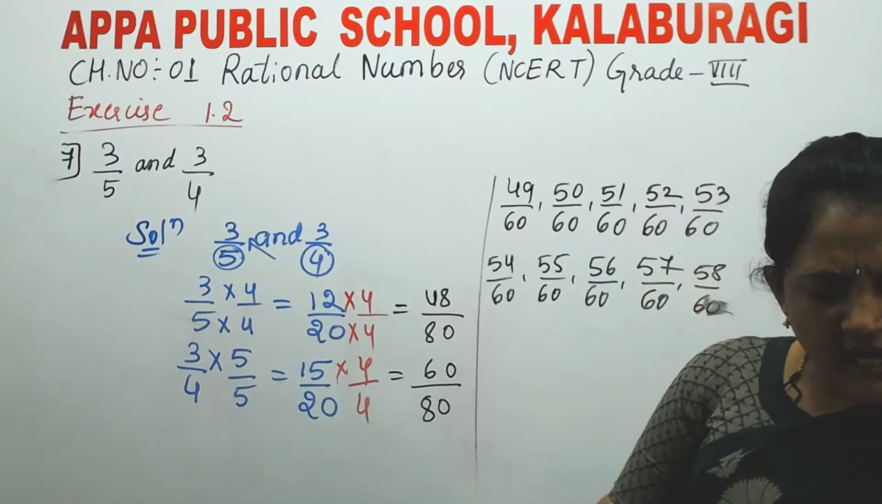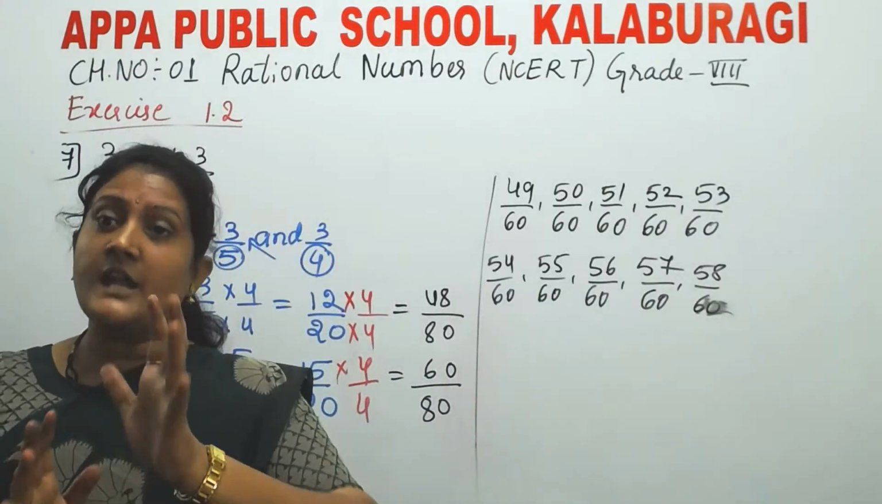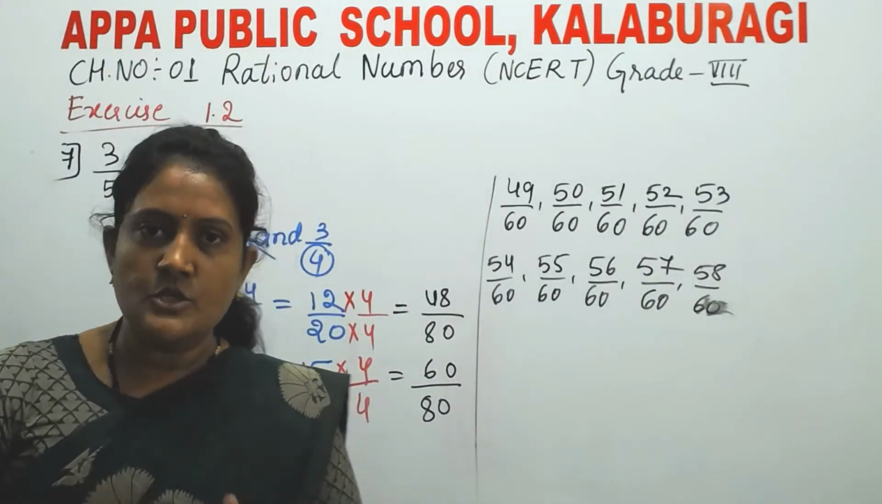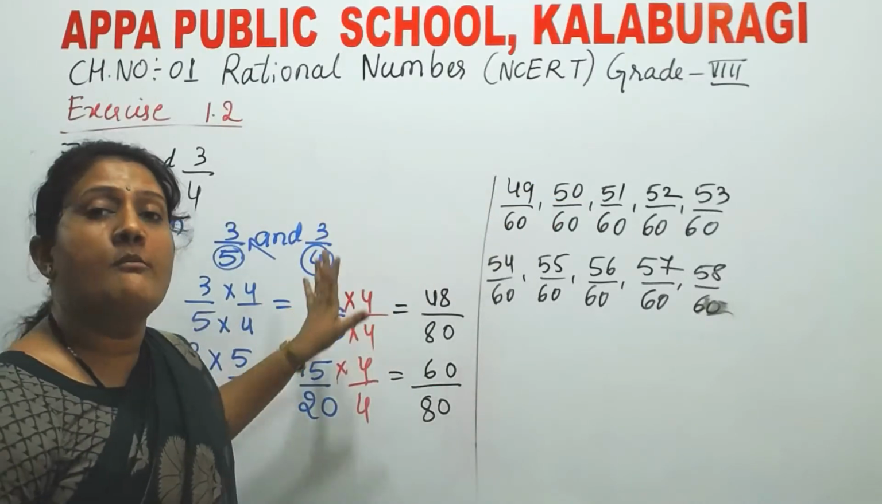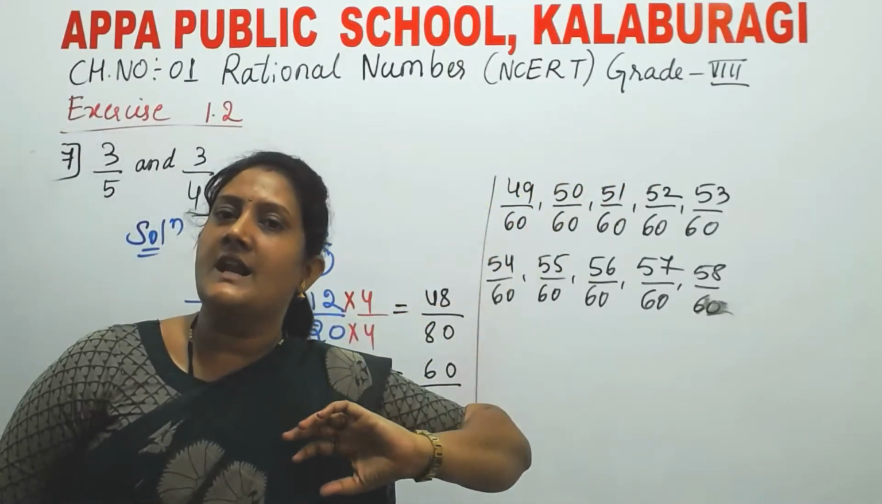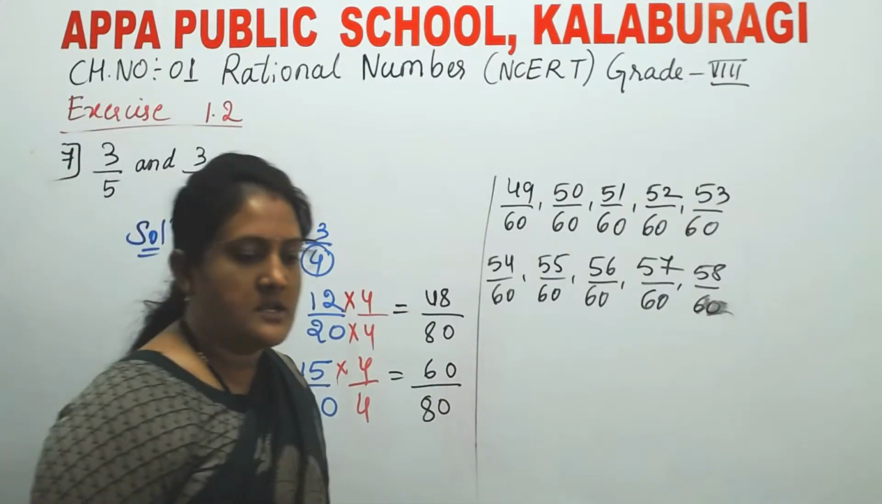Yes, any number you can take, but how many rational numbers they are asking, that we have to take. So if you multiply with the 4, then also we'll get the 10 rational numbers. If you multiply with the 10, then also we'll get the 10 rational numbers, right? Hopefully you understand the concept, right?